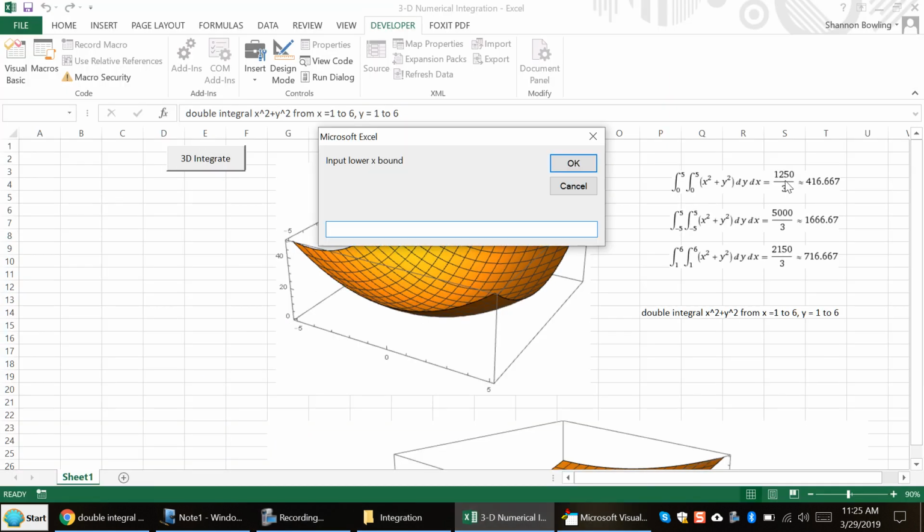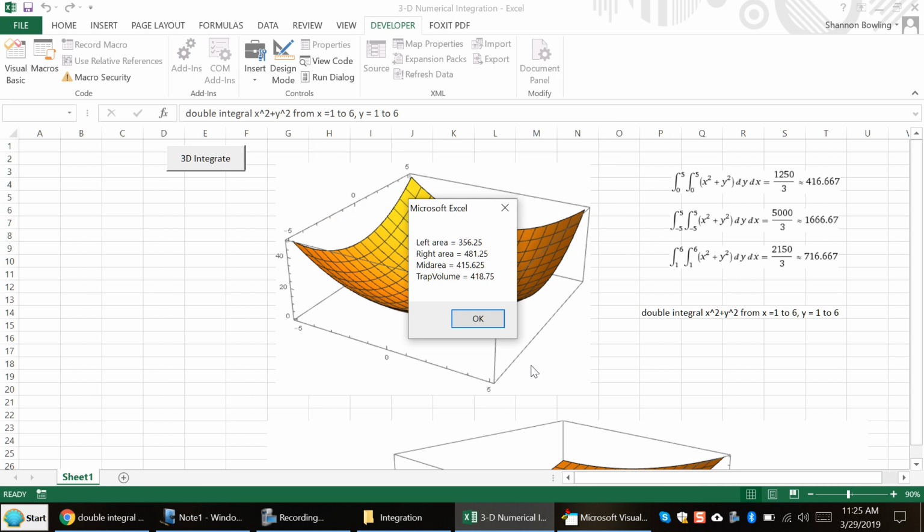All right, lower bound. So let's do this example here. We're going to plug in a value of 0, 5, 0, 5, and then we'll say n number of divisions. Let's just say 10. And here are the answers. If I use my left estimate, I get 356, right 481. Mid is 415.6. So you see I'm getting pretty close. Using the trapezoidal estimate, it's 418.75, which is actually closer than the 415.